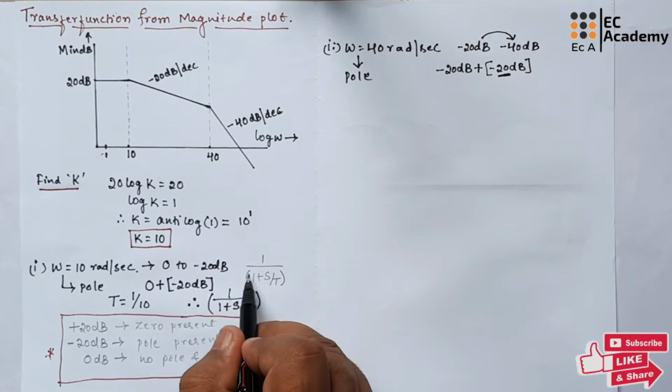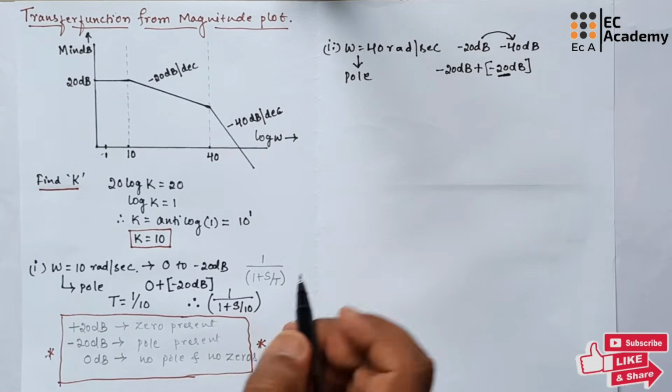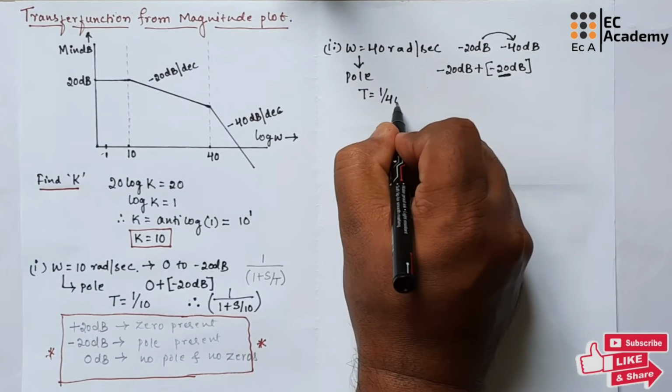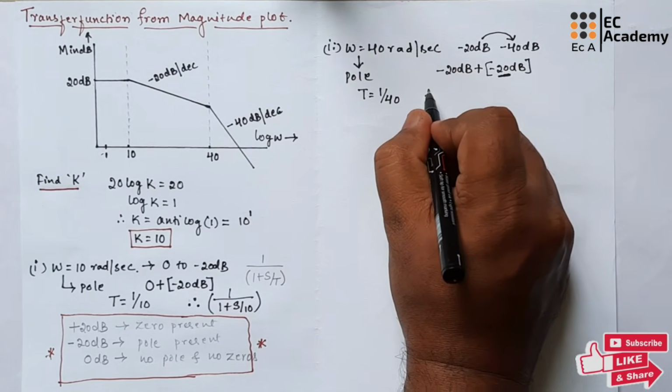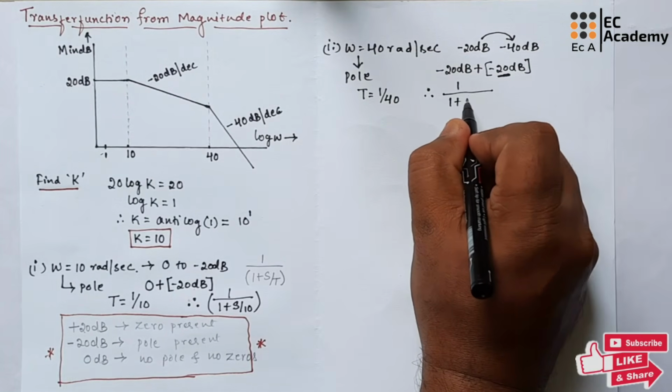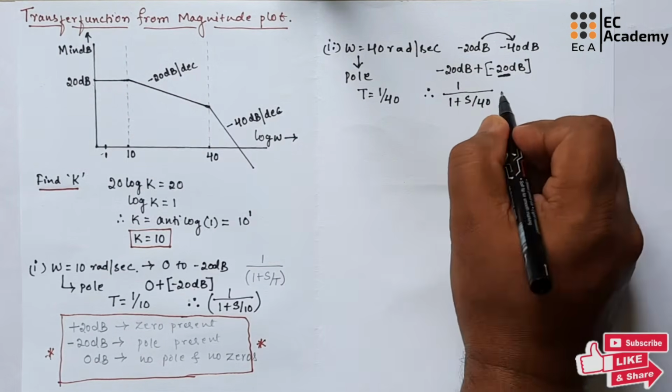Again, we know the standard representation of a pole. So from this we can find T is equal to 1 by 40. That's why we can write this expression as 1 divided by 1 plus s by 40.